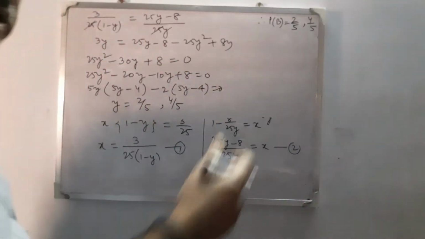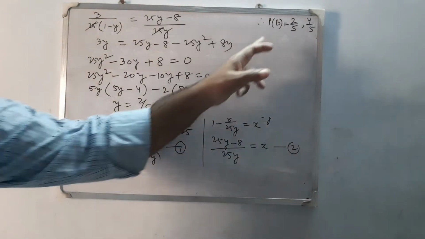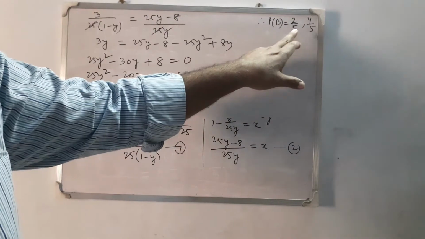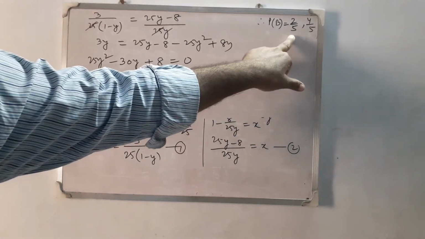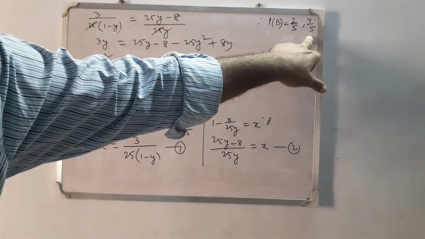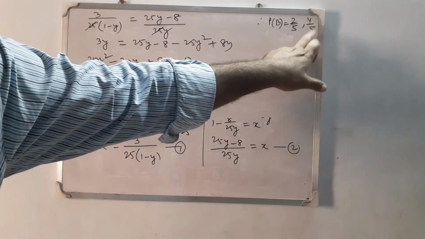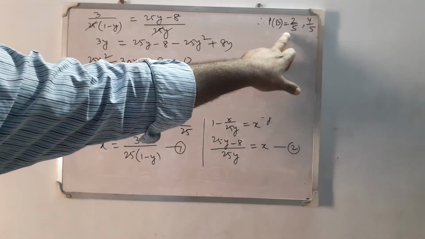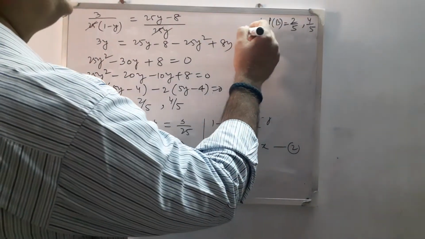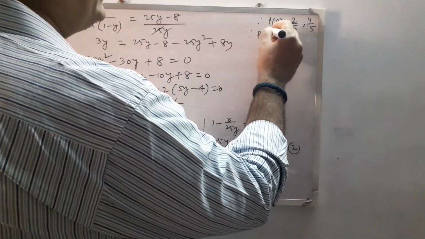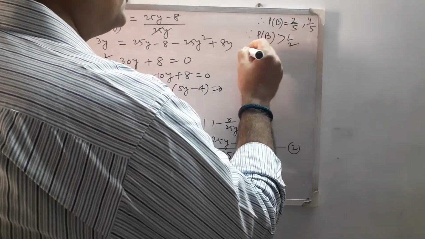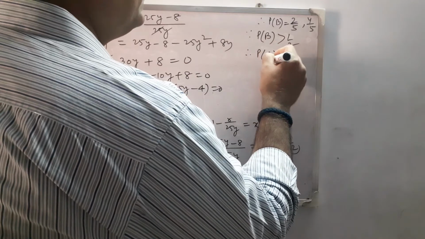But which one is more than half? We have been given that P(B) should be greater than half. If you convert these values into decimals, you will get 0.4 and 0.8. So 0.8 is admissible. We should reject 2/5 since P(B) must be greater than half, therefore P(B) = 4/5.